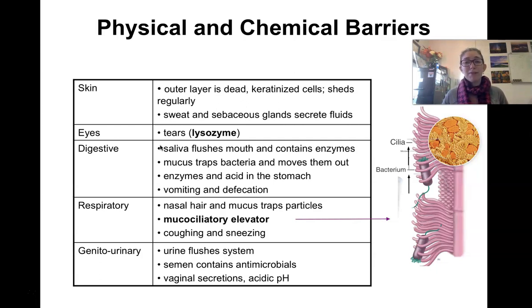The respiratory system is also open to the outer world. You're breathing in microbes every time you take in air, and so you have to have a system to trap them or to expel them.